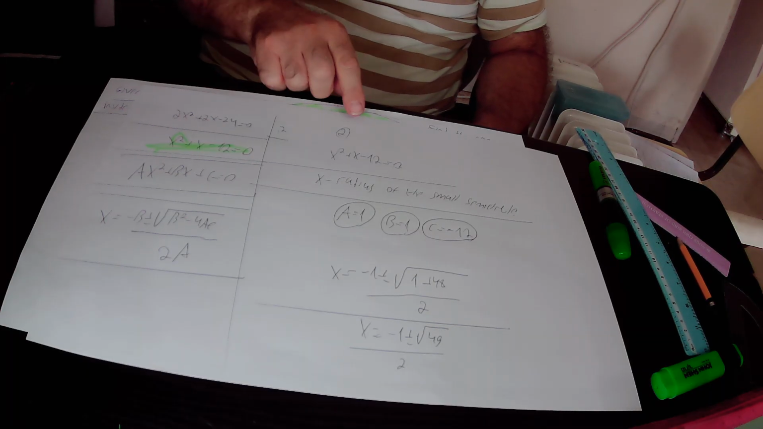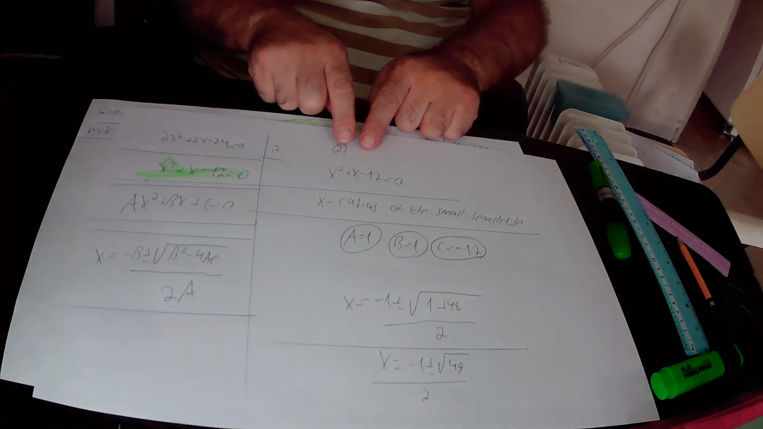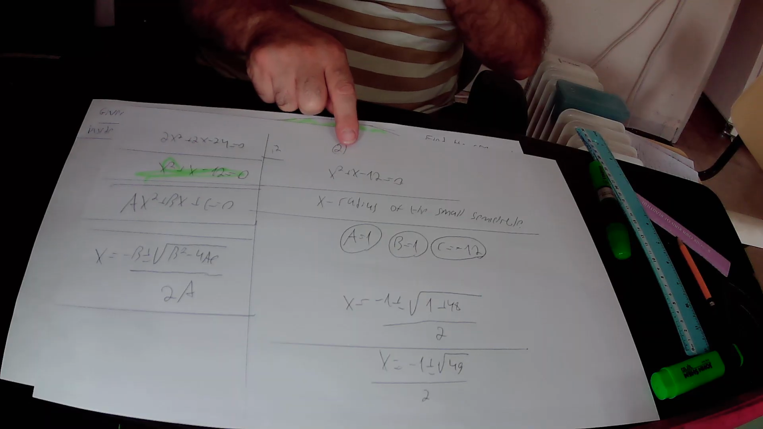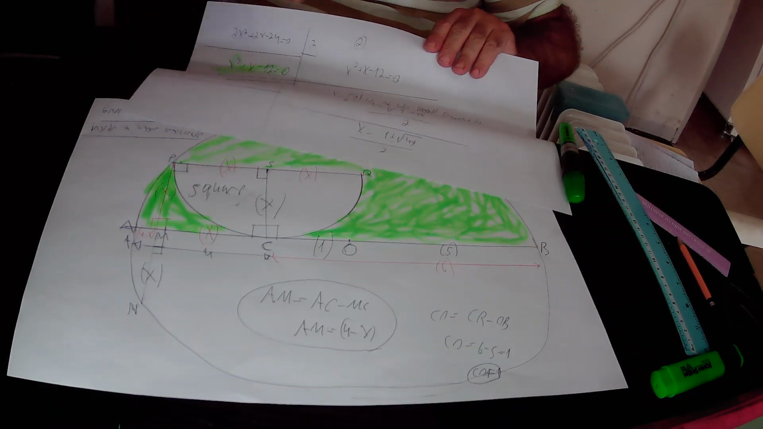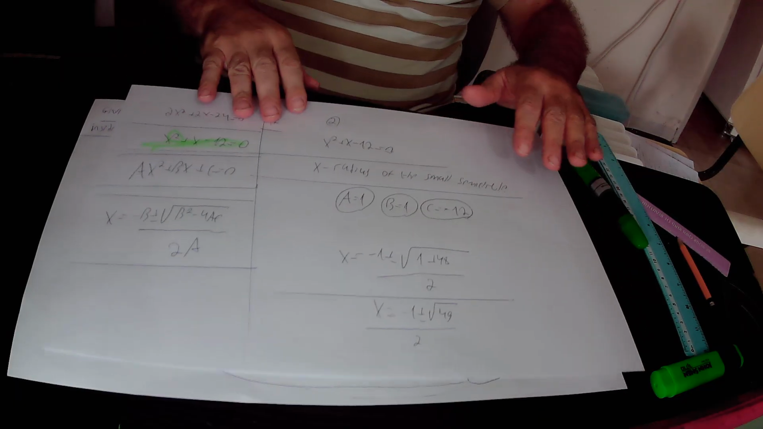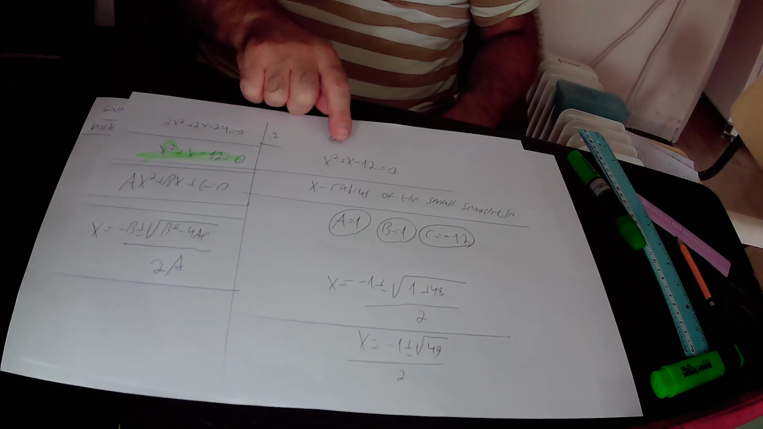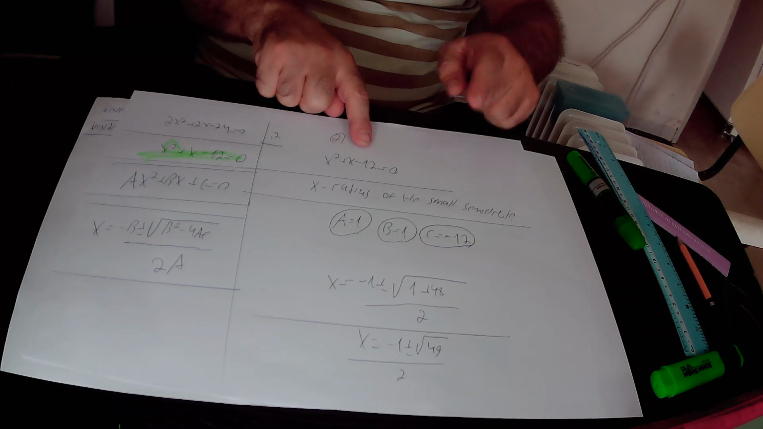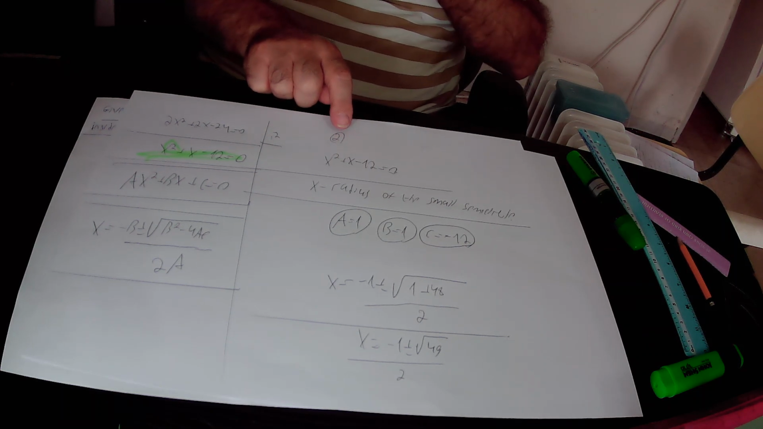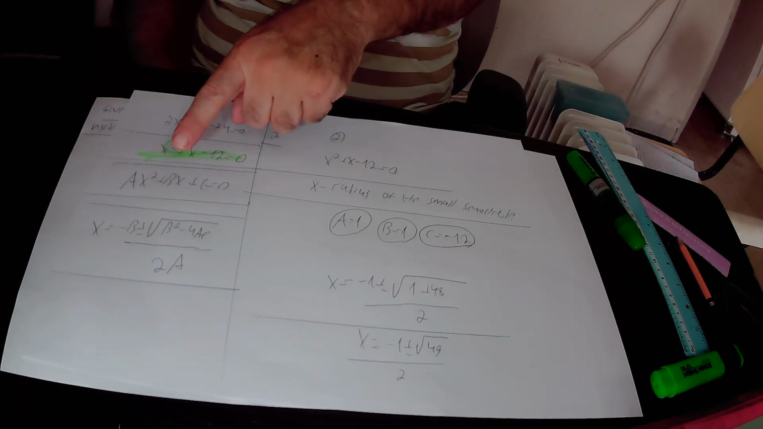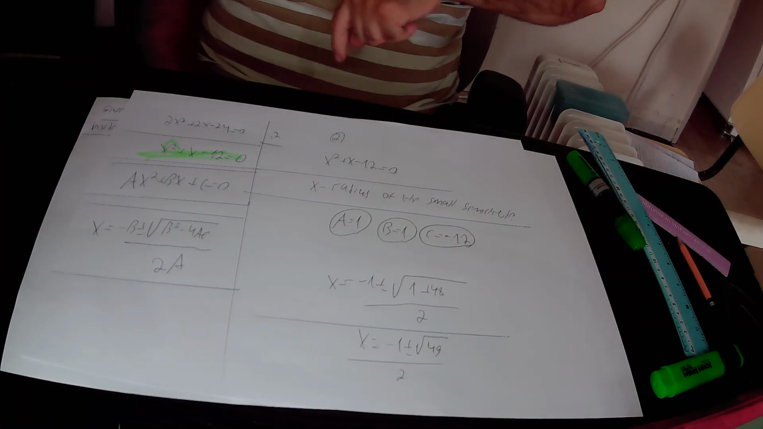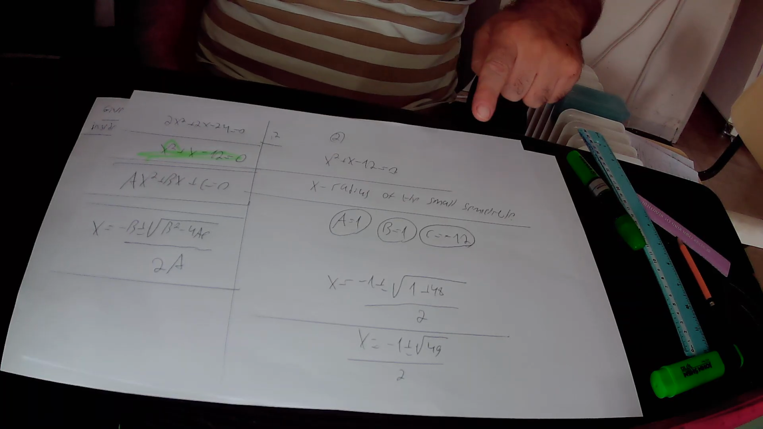In our specific quadratic equation, x squared plus x minus 12 equals 0, the variable we are looking for is x, and x is the radius of this small semicircle. The coefficient a equals 1, the coefficient b also equals 1, and the coefficient c equals minus 12. The only thing left to do is put the data of our equation inside the general formula to find the radius of the small semicircle.